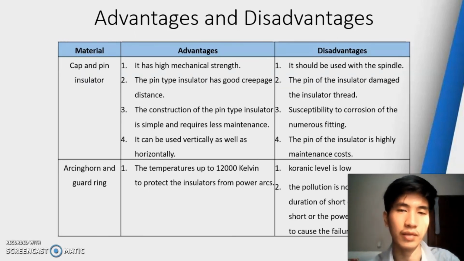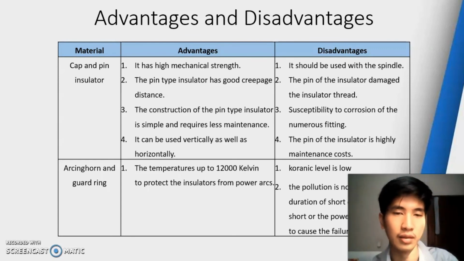So the advantage of the cap and pin insulator is the high mechanical strength. The pin type insulator has a good creepage distance. The pin type insulator is simple and also requires less maintenance. It can be used vertically and also horizontally. The disadvantages of the cap and pin are that it should be used with a spindle. The pin of the insulator damages the insulator thread. There is susceptibility to corrosion of the metal fittings, and also the pin of the insulator has a high maintenance cost.